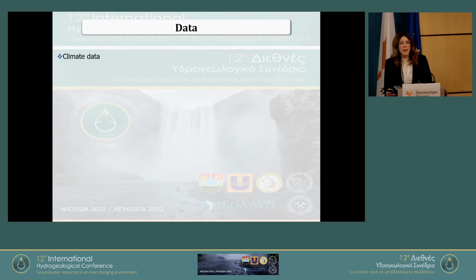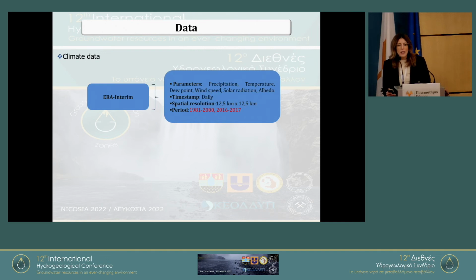Let's continue with the climate data used to drive the hydrogeological model. In this study, the ERA-Interim reanalysis data were used as the reference data. They include daily precipitation, temperature, wind speed, dew point, solar radiation, and albedo, covering the period from 1981 to 2000 and the period from 2016 to 2017, which corresponds to the period with the available hydrological and hydrogeological observed data. The spatial resolution of ERA-Interim is 12.5 kilometers.